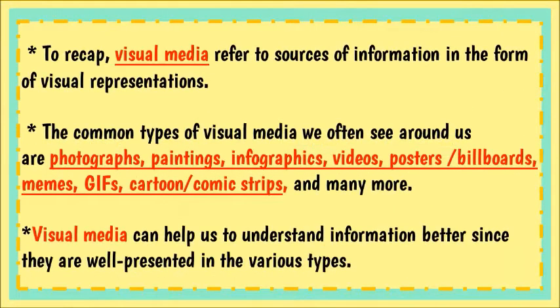To recap, visual media refer to sources of information in the form of visual representations. The common types of visual media we often see around us are photographs, paintings, infographics, videos, posters or billboards, memes, GIFs, cartoon or comic strips, and many more. Visual media can help us to understand information better since they are well presented in the various types.